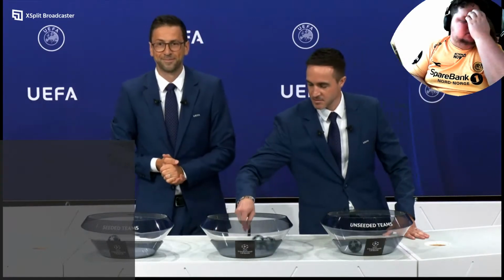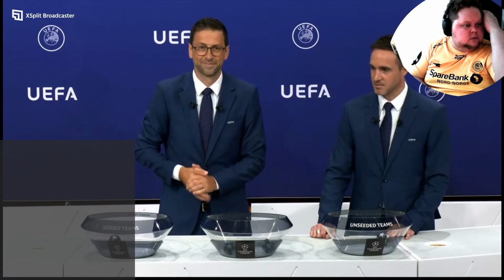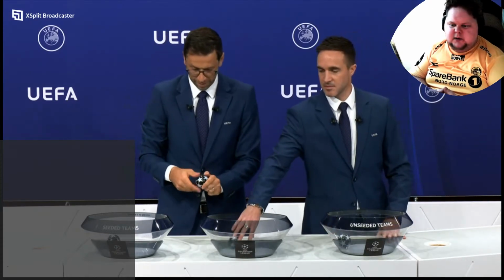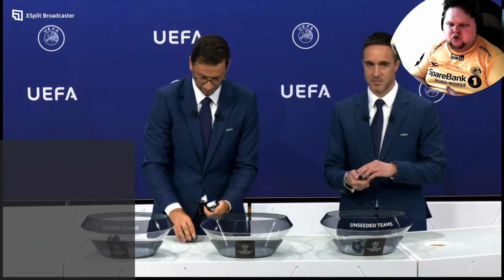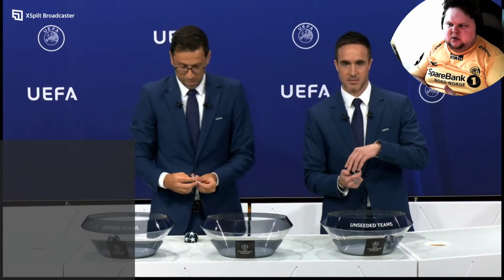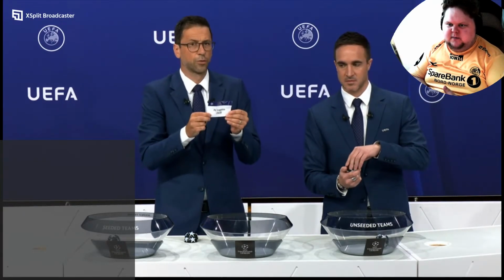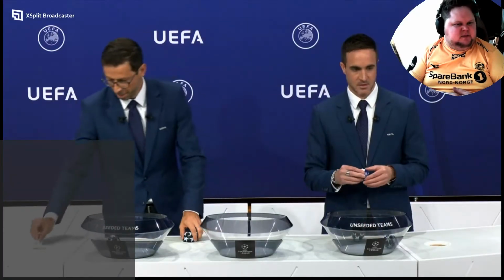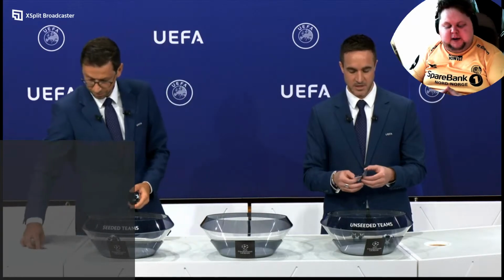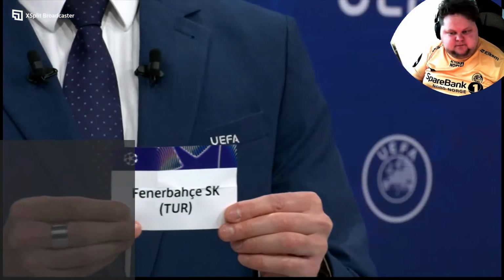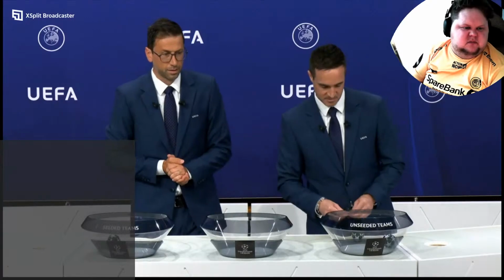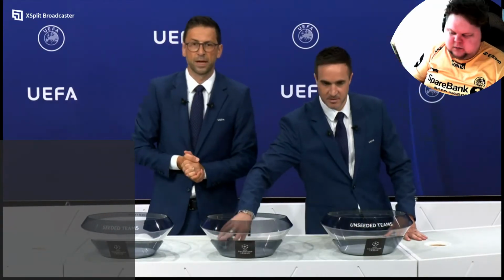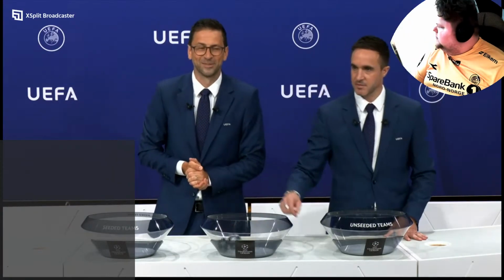Let's see. The first team drawn will play the first leg at home, and this will be FC Lugano from Switzerland. The opponents of FC Lugano will be Fenerbahçe SK from Turkey. So also two teams missing. We know it's Dynamo Kyiv and FK Partizan. And now we find out the order.